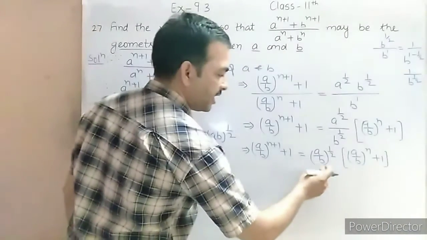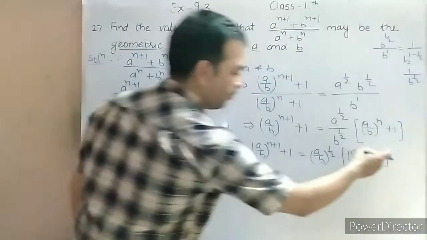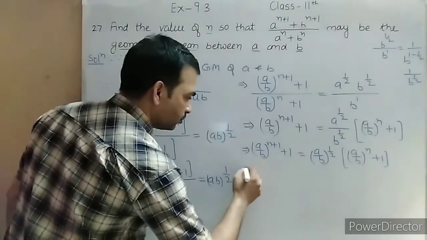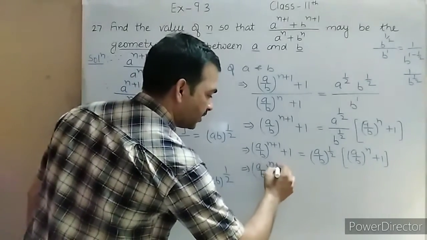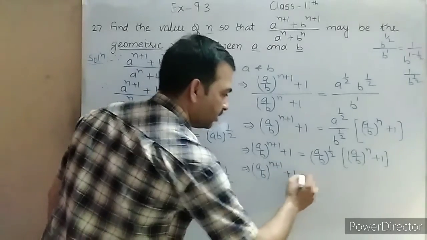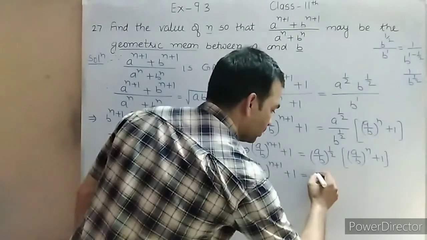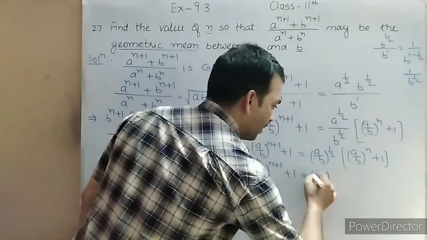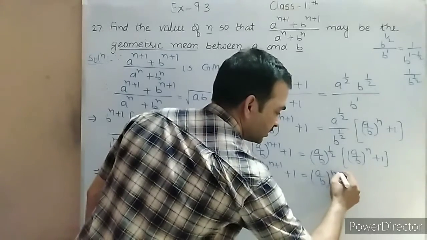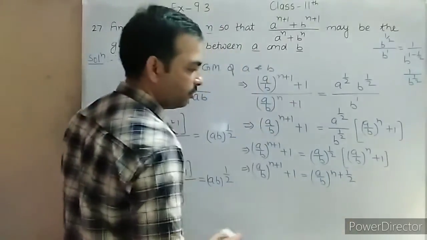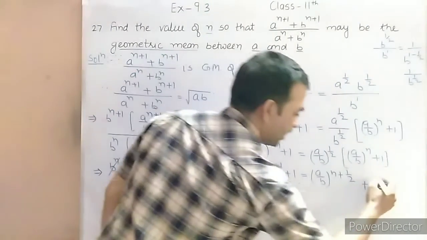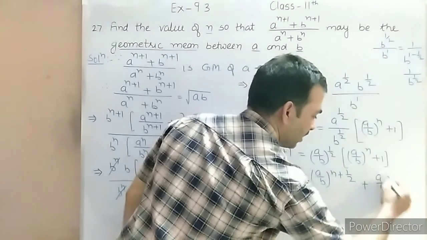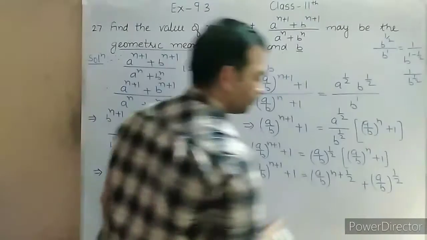Now I can multiply by (a/b)^(1/2) in both these two terms. So this equals (a/b)^(n+1) = (a/b)^(n+1/2). Okay, and multiplying by 1 we get (a/b)^(1/2).